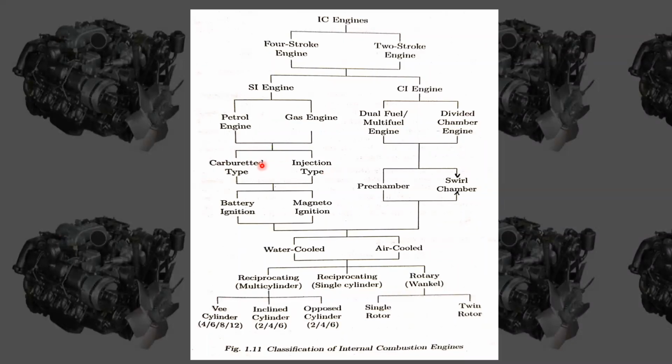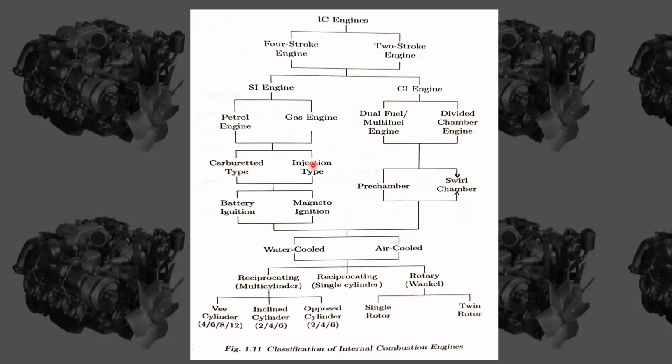What is the difference between these two classifications? In the carbureted engine, we send the air and fuel into the carburetor at the same time. From one side air comes in, and from another side fuel comes in. Within the carburetor we mix air and fuel before sending the mixture into the combustion chamber.